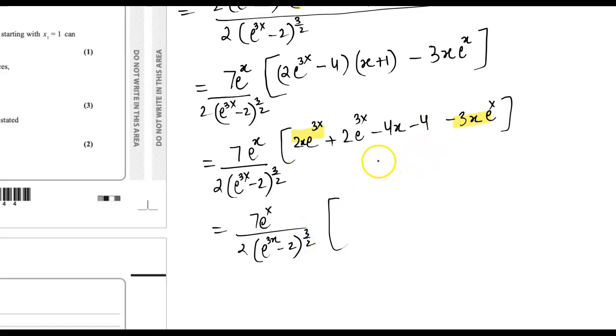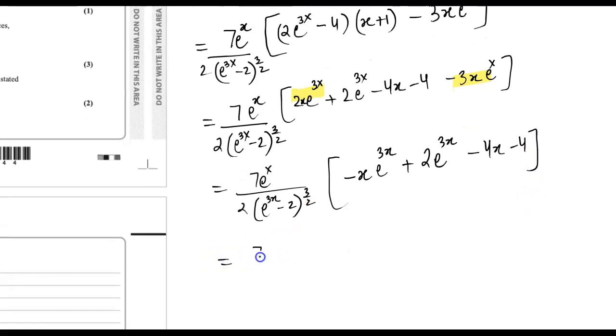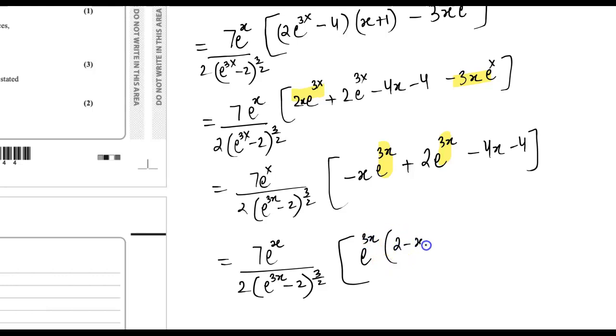and here we will get minus x e to the power 3x plus 2e to the power 3x minus 4x minus 4. Okay, I think we are about to reach the final step. 7e to the power x over 2e to the power 3x minus 2, 3/2. And here, if we take e to the power 3x common, we're going to be ending up with 2 minus x minus 4x minus 4.